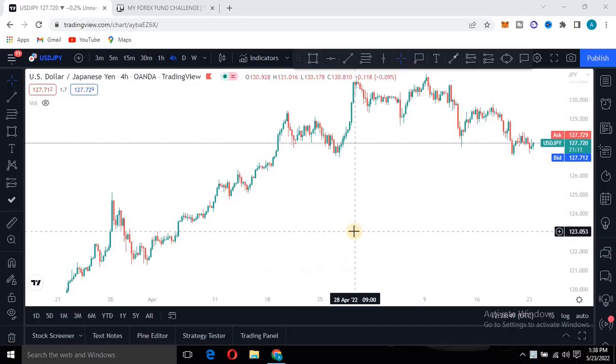So I want you to pay attention in today's video. I'm going to reveal a secret for you. I'm going to show you a powerful tool that you can use to filter and capture a very big move in the market, or you can combine it with Fibonacci.